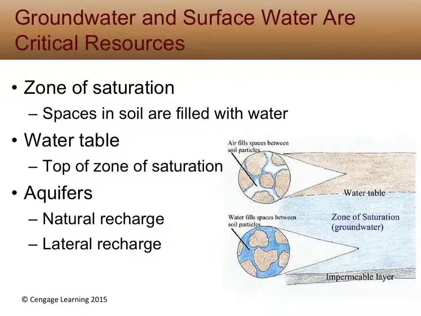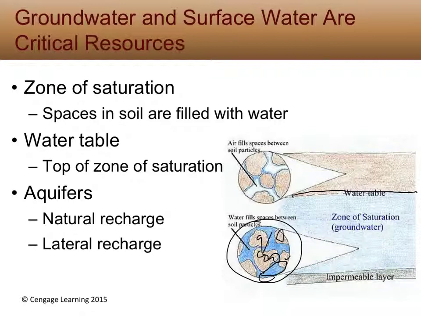So you can see on the bottom picture right here, we've got these little particles of sand, silt, or clay. And the porosity is the area in between it, that is saturated with groundwater. At the top of that level, we have what's called the water table. And of course, the water table can go up and down depending on how much moisture we get.